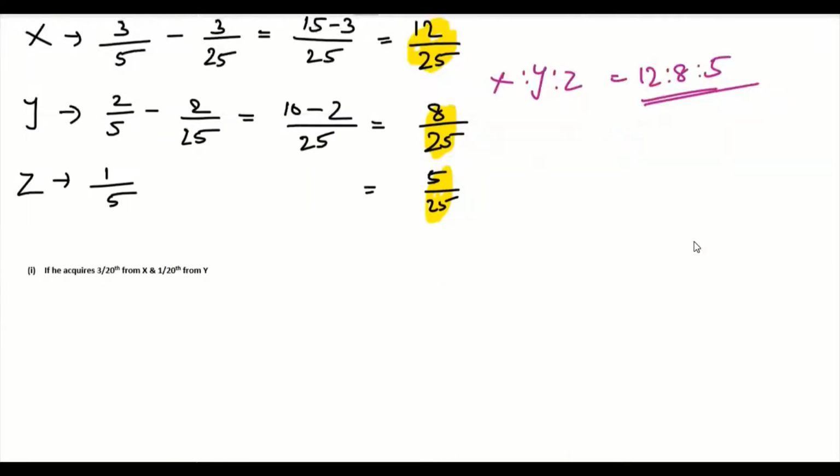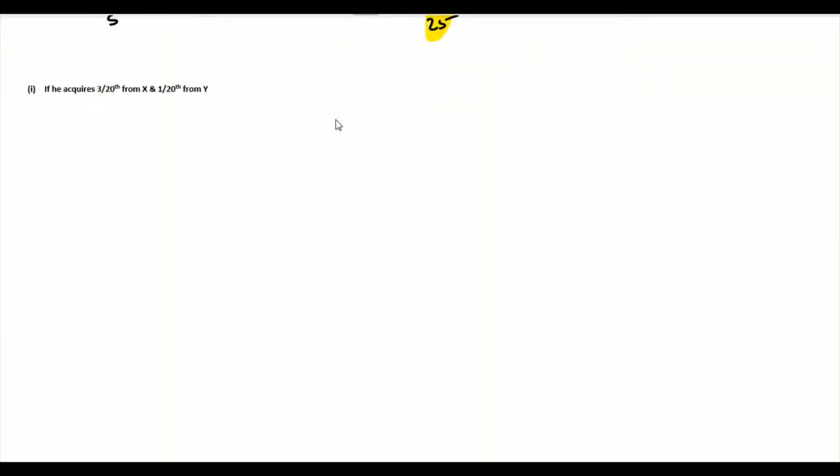Okay, next case. If Z acquires his share, 3/20th from X and 1/20th from Y. So in this case, let's just note down the points. Z's share of profit is 1/5. He is now getting 3/20 from X and 1/20 from Y.